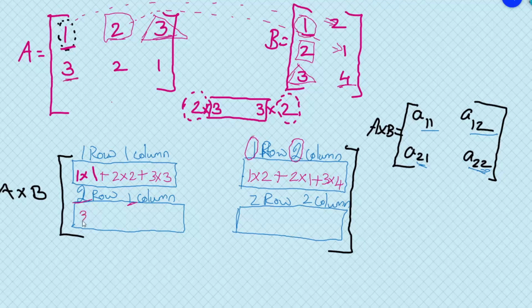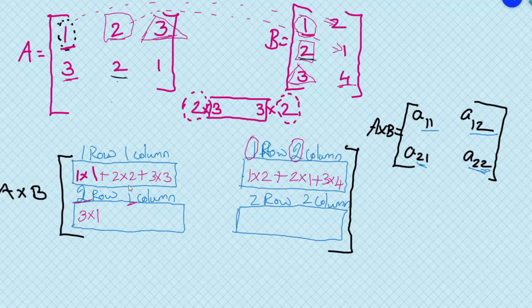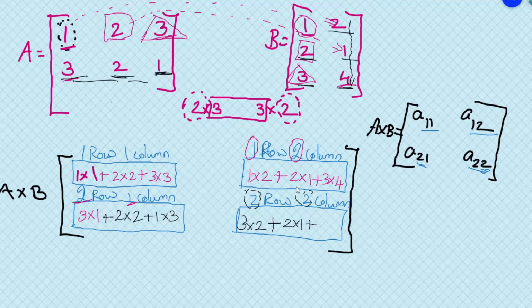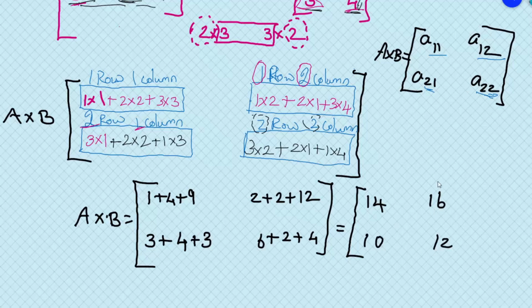So to achieve the second row, first column element, matrix A's second row will be multiplied with matrix B's first column, and the respective elements here are multiplied. To achieve the second row, second column element of the resultant matrix, the second row of matrix A will be multiplied with the second column of matrix B, and care should be taken here to multiply the respective elements. By adding the respective multiplied values, the respective elements of the matrix are achieved, and this is the final matrix of A cross B.